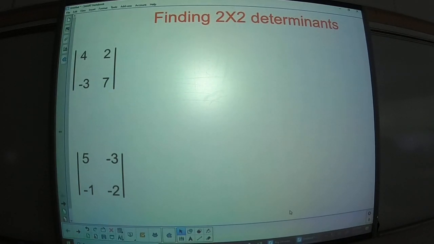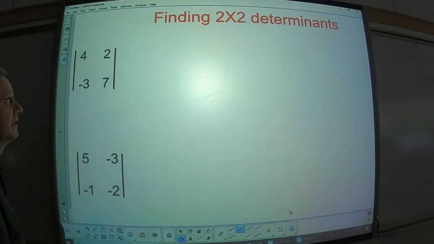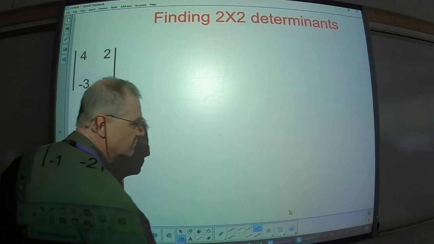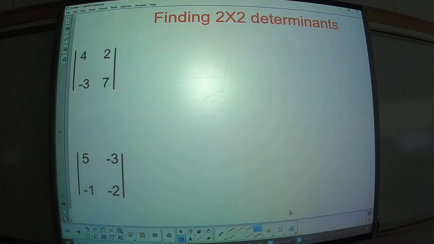All right, we're going to start today by finding 2 by 2 determinants. These are matrices, and we're going to find their determinant. Now, the main reason for determinants is to solve equations, like 2 by 2 equations, two equations, two variables. So we'll start by showing you how to find determinants.